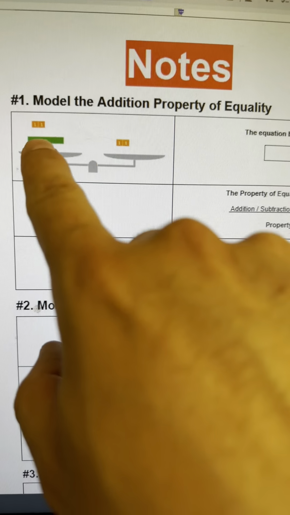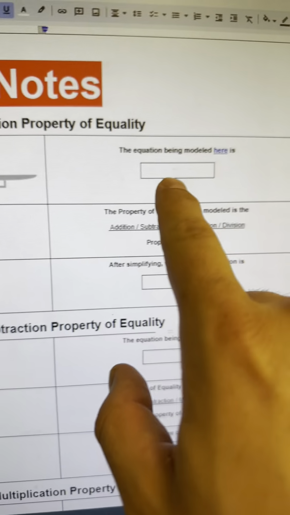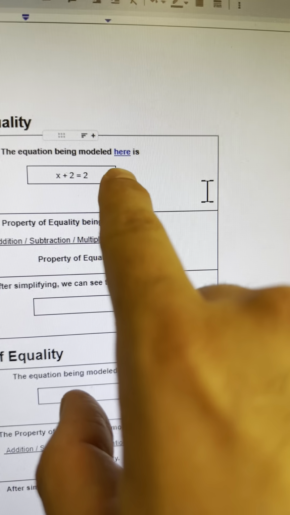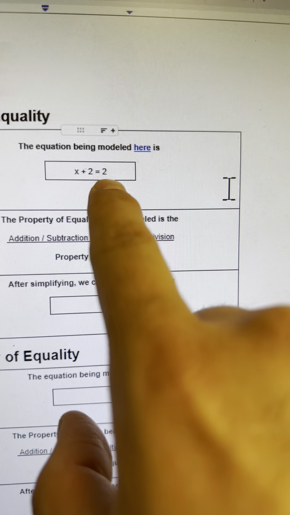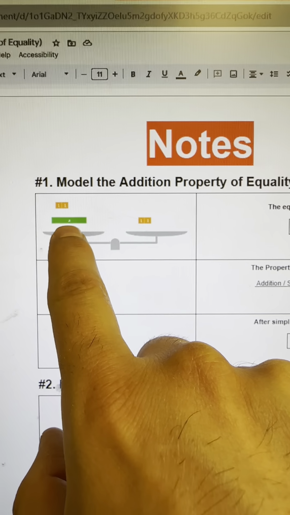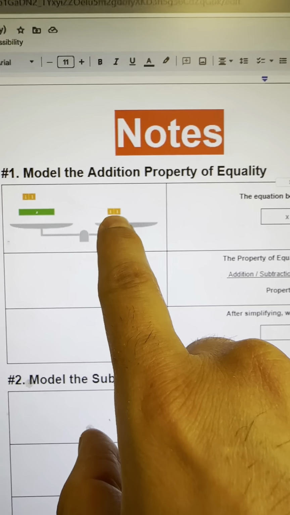So you can see that I put my screenshot right here, and I'm just going to type into this box the equation that I'm modeling here. And there you go. So the equation being modeled is x plus 2 equal to 2. So remember, your equal sign is basically what splits up these two sides. X plus 2 equals 2.